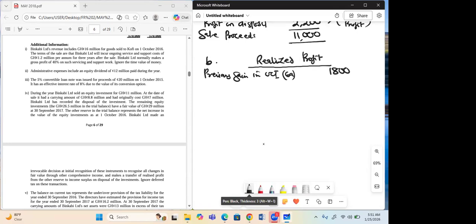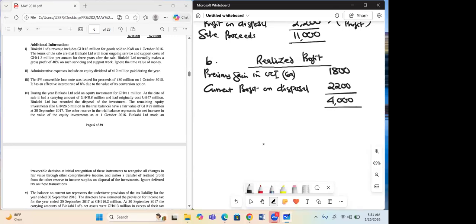So the previous gain is 1,800, and then the current profit on disposal is also what? 2,200, right? So it means that the total realized profit is what? 4,000. Are you getting the point? Yes, sir. Do we understand?